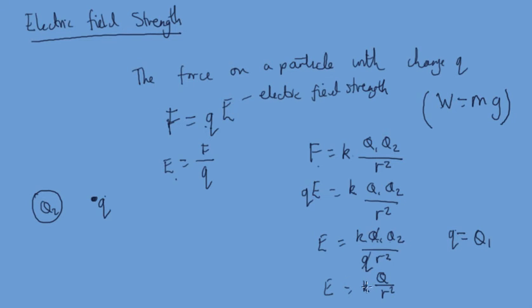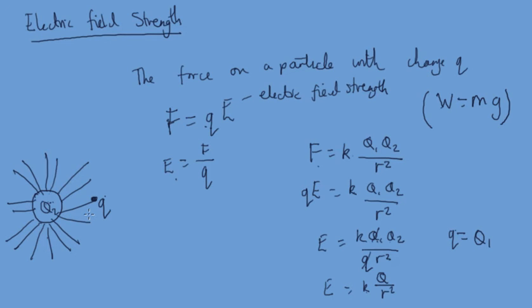So from this, what we can state is the greater the charge, this charge here, the greater the electric field strength around it. So this is our electric field. I've not drawn arrows in because we've not stated if it's positive or negative. The strength of this electric field is going to be proportional to the size of this charge. And that's kind of intuitive.